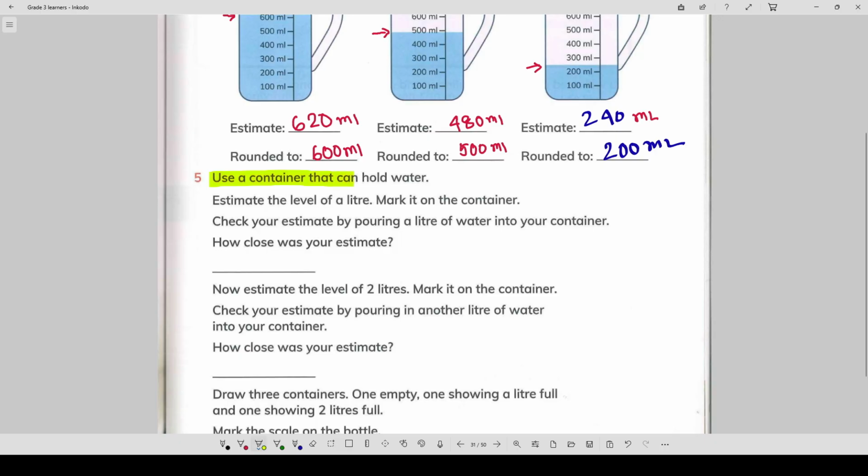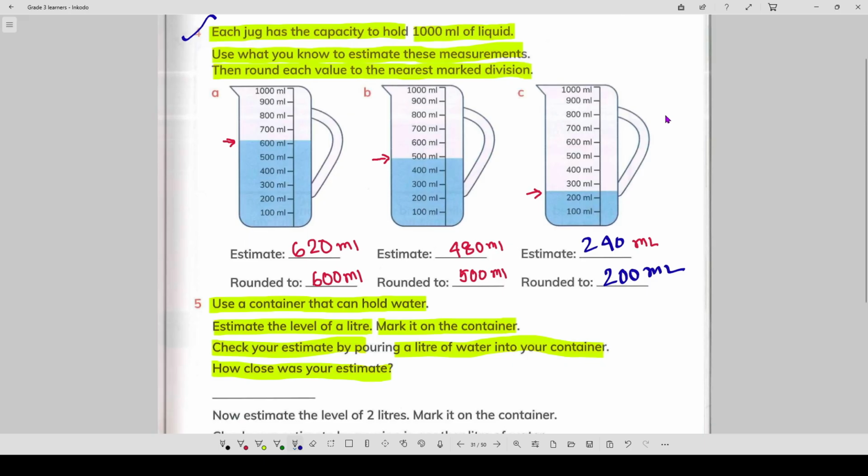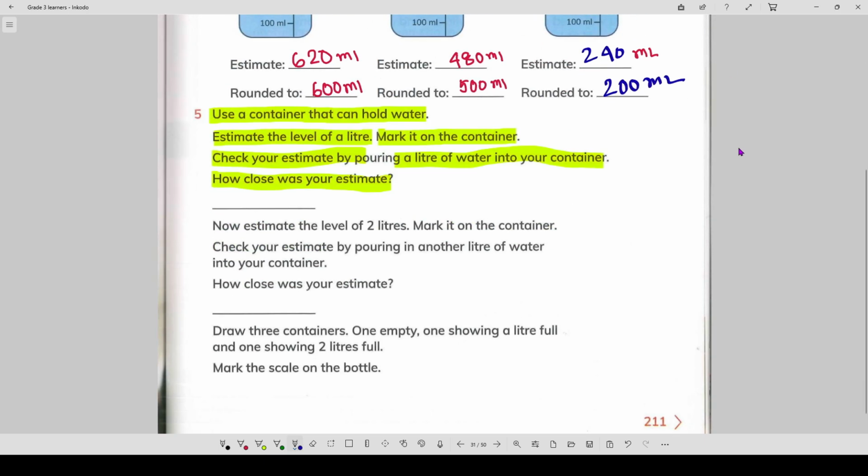Use a container that can hold water. Estimate the level of a liter. Mark it on the container. Check your estimate by pouring a liter of water into the container. How close was your estimate? So first we can mark, we can use the container from here, or we can draw.